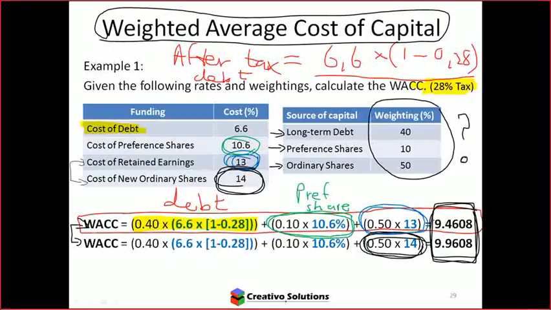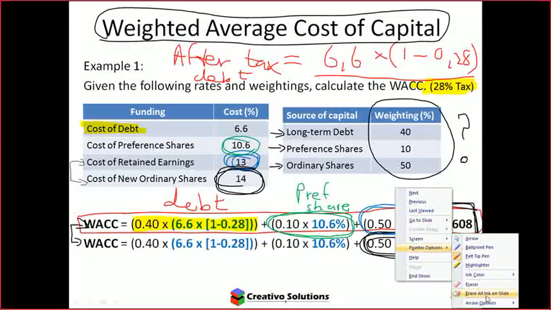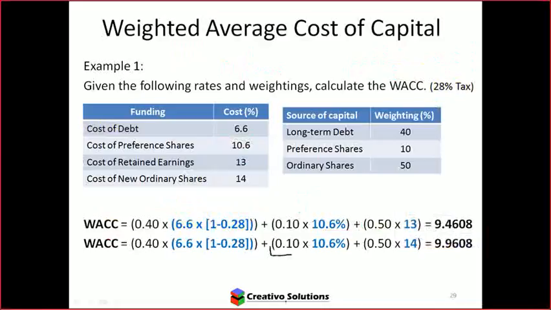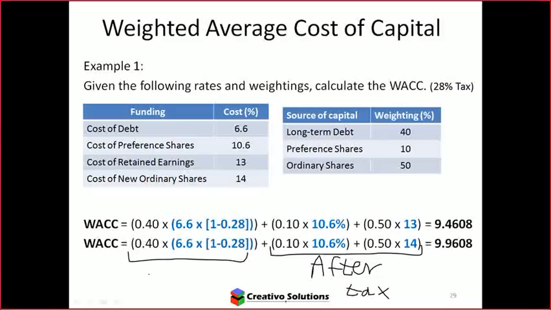But why do we only multiply the debt by the tax and not the preference and the ordinary shares? Good question. The preference and ordinary shares are given after tax. Dividends are paid after tax. Debt is tax deductible. That's why we take it off. Is that alright?